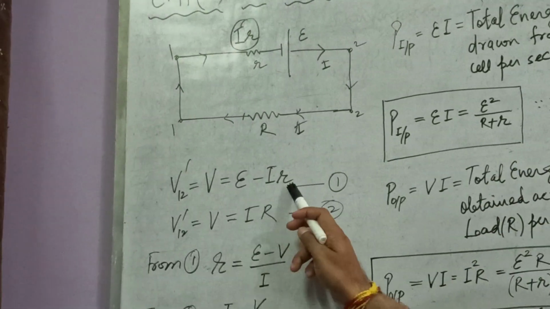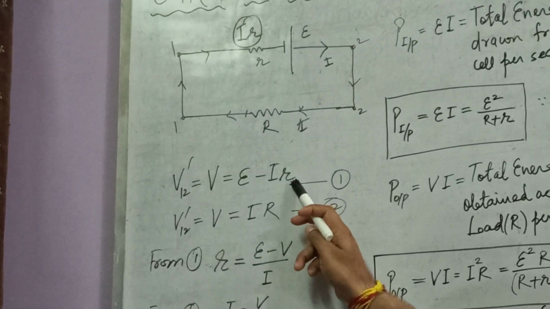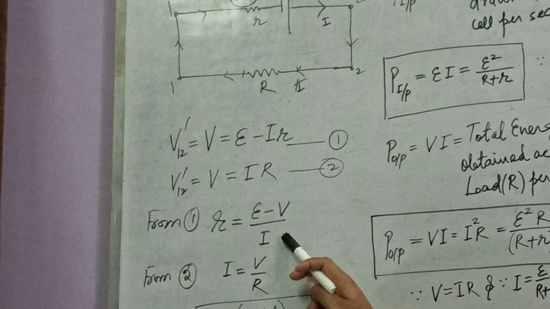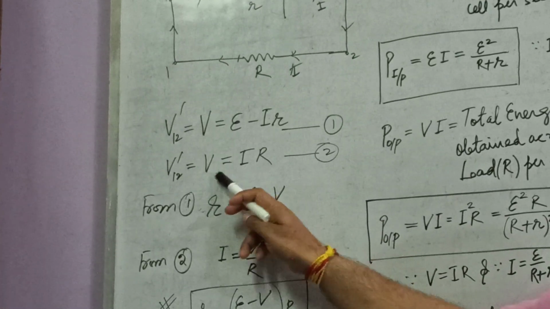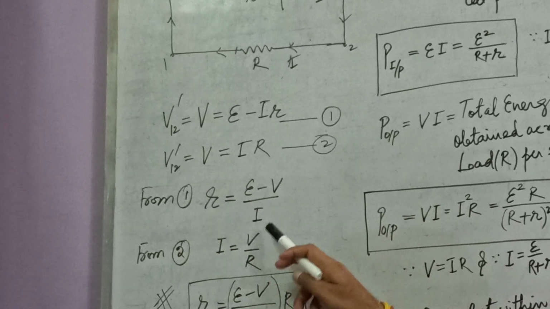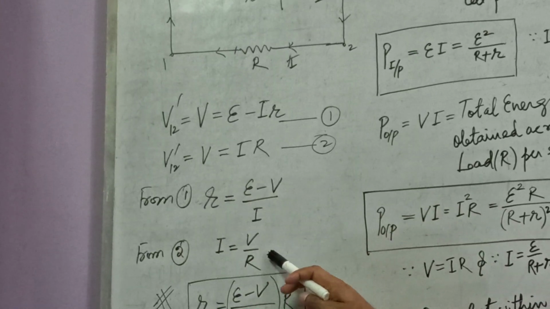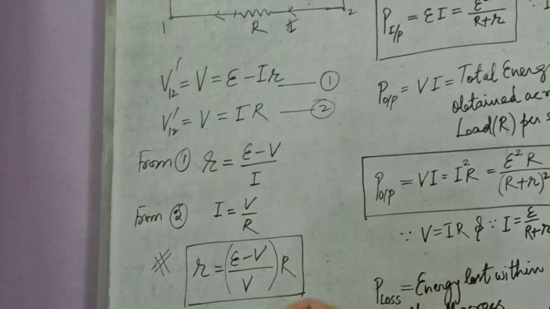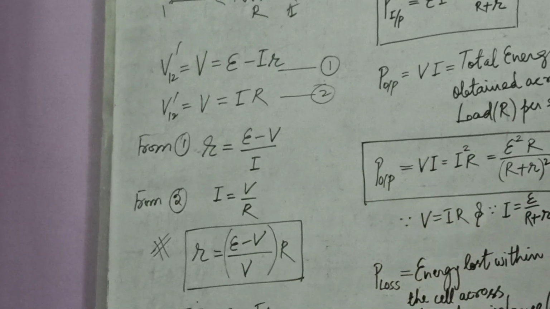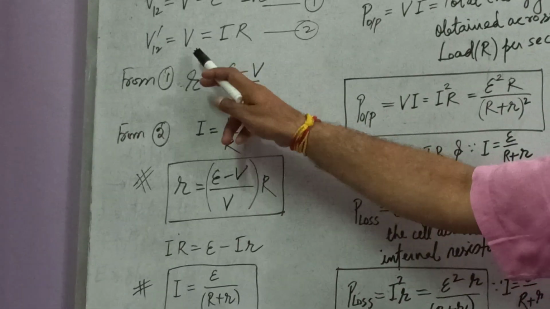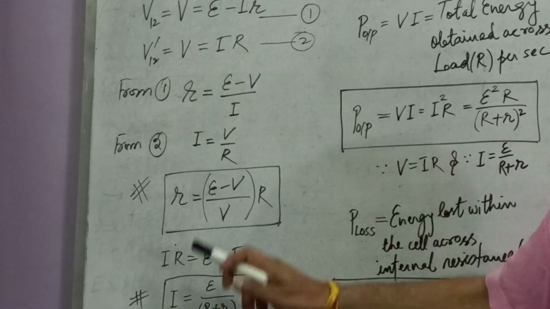Well, from 1, if we solve for r, what do we get? E minus V upon I is the value of r. And from 2, what is I? V upon R. If we substitute the value of I as V upon R here, then what do we get? E minus V upon V times R. This is the formula of internal resistance. Very, very important formula.